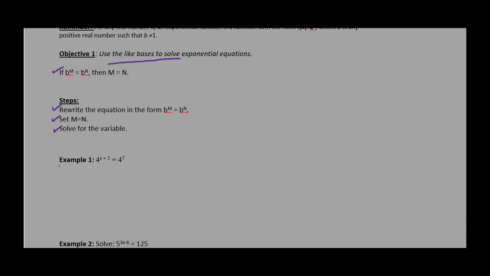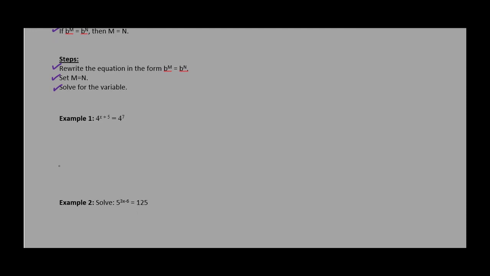So in our very first equation, I gave us something very simple to do. We have 4 to the x plus 5 equals 4 to the 7th. Since they have the same base, both 4, the bases simply drop away. Now I'm left with x plus 5 equals 7. I solve for x: subtract 5 from both sides, and x equals 2.